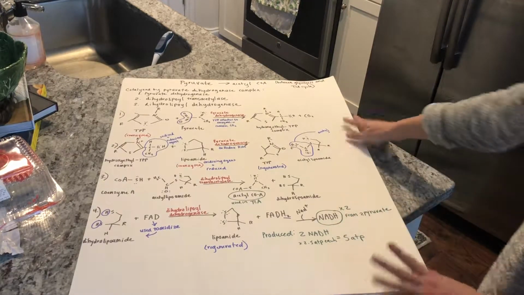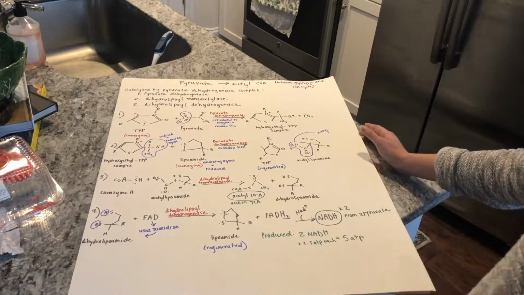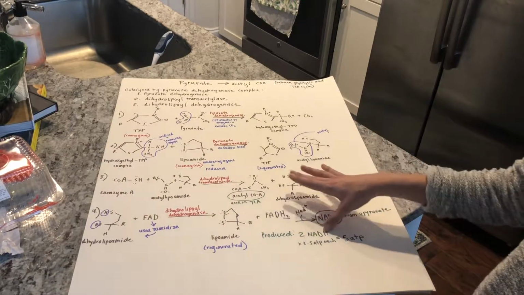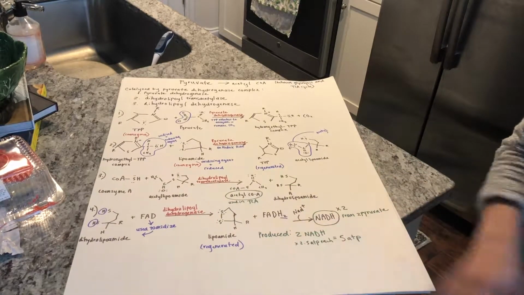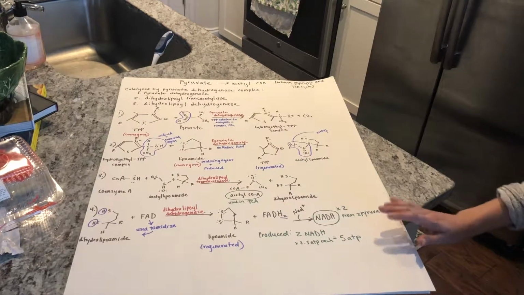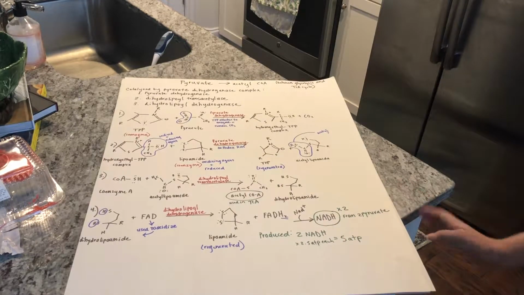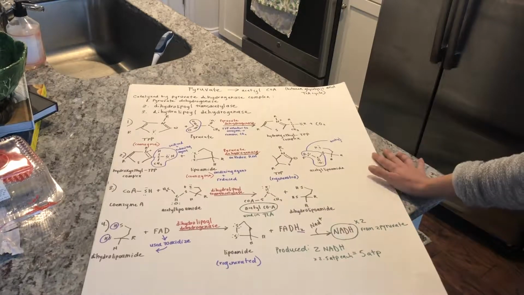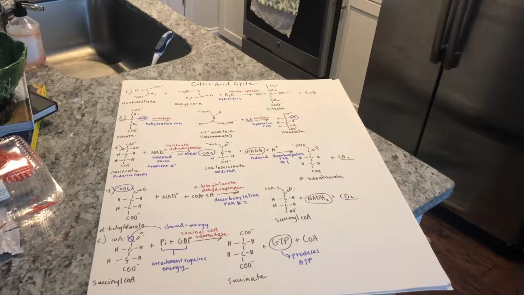So again, for this reaction, the total ATP produced would be 2 NADH, which are worth 2.5 ATP each. So we're going to have a total of 5 ATP for the pyruvate to acetyl CoA.